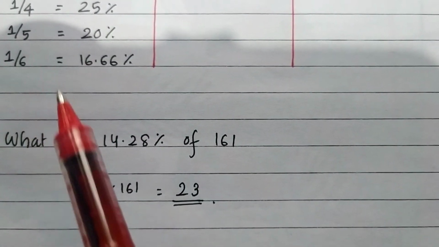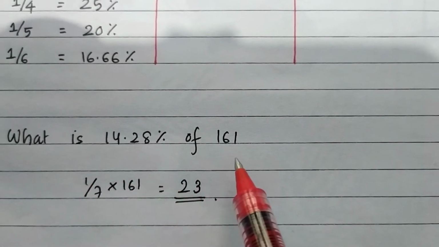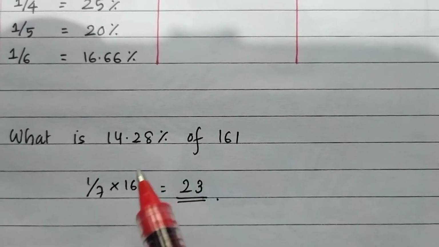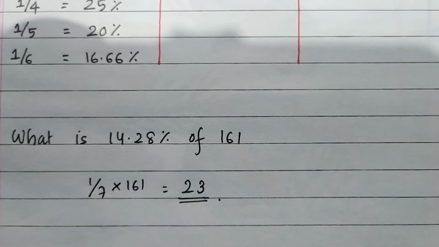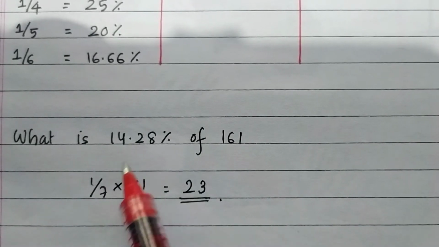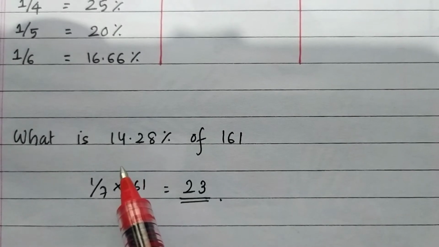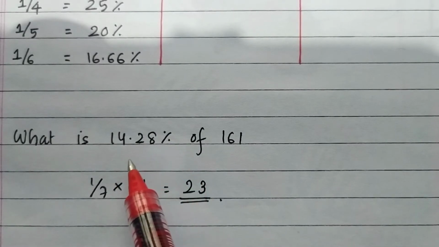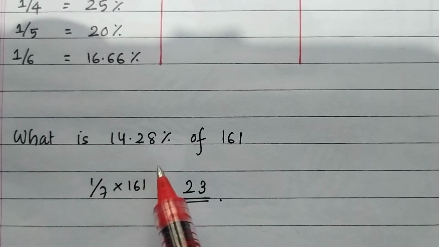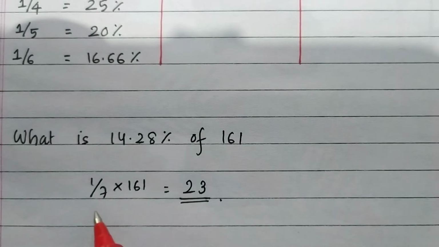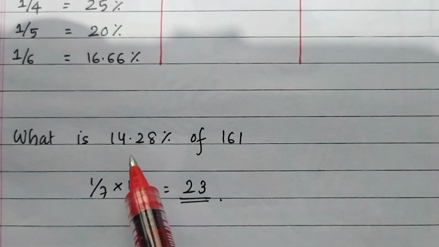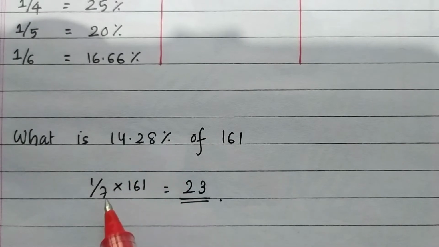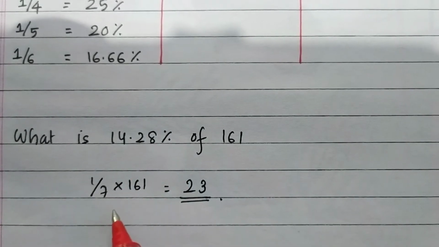Take this question: what is 14.28% of 161? If you find a question like this, don't skip it because it contains a fraction. We just have to learn the relationship between the percentage and the fraction. 14.28% is 1 by 7. 1 by 7 into 161. We just have to multiply the fraction with 161. If we know that 14.28% is 1 by 7, we can easily solve the question.